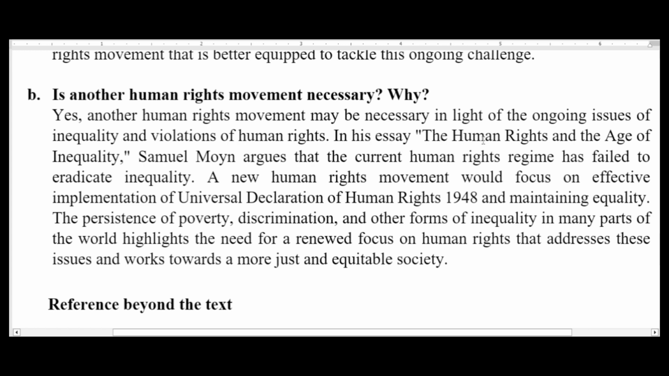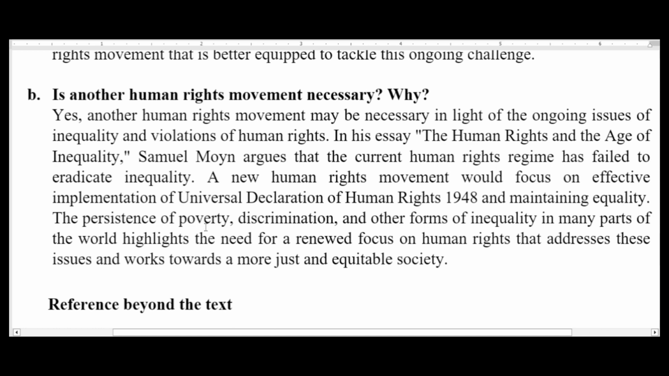In his essay, Human Rights and the Age of Inequality, Samuel Moyn argues that the current human rights regime has failed to eradicate inequality. A new human rights movement would focus on effective implementation of the Universal Declaration of Human Rights 1948 and maintaining equality.